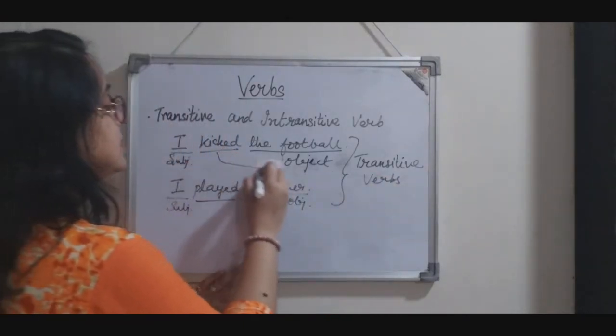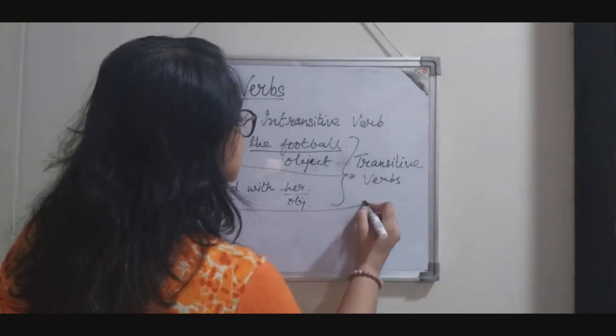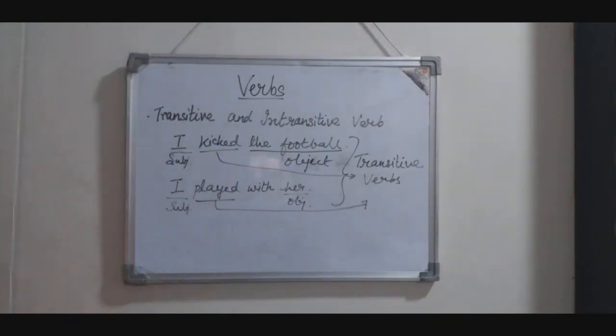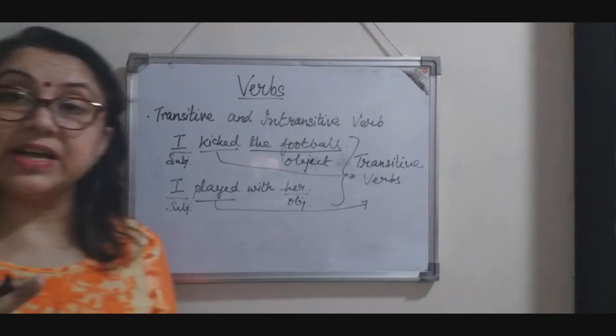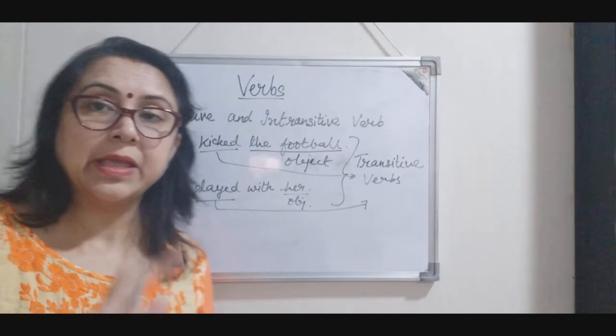So kicked and played. These are transitive verbs. Why are they transitive verbs? Because they have an object.